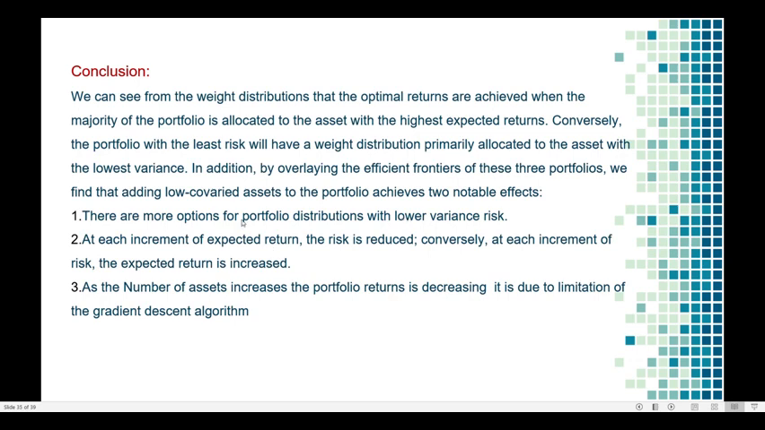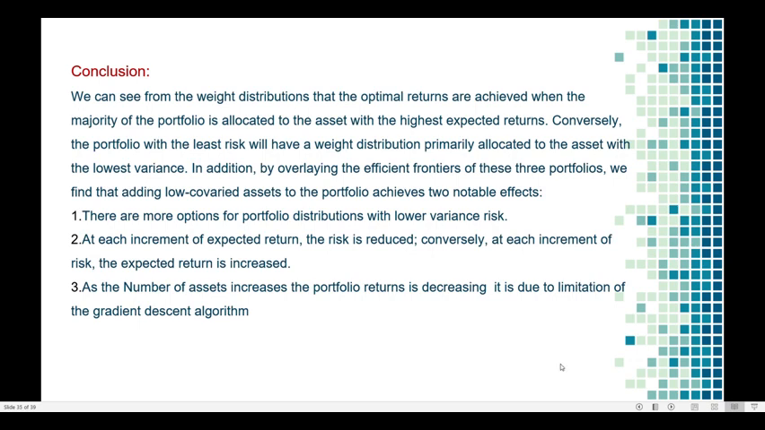At each increment of the expected return, the risk is reduced. Conversely, sometimes the risk is increased, but the return is also increased. As the number of assets increases, you can see the portfolio return is decreasing. This is a limitation of the gradient descent algorithm.